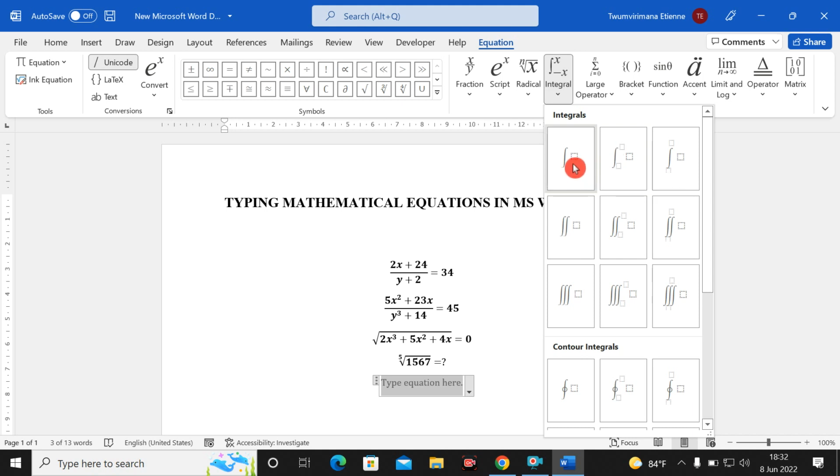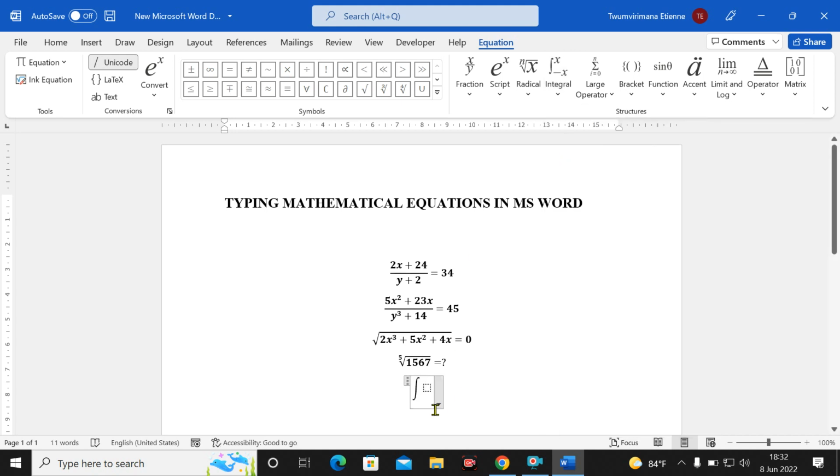Here you have integrals with the limit, and all equations with integrals can be typed here. Click here if you just want only integrals. Let me type, for example, 2x dx. You mathematicians, you know what to do here with integrals. Let me make it equal to something maybe. You can solve for x, you can just try to find what's there.